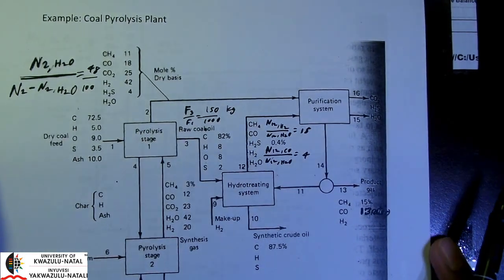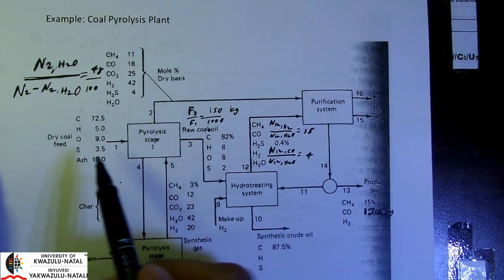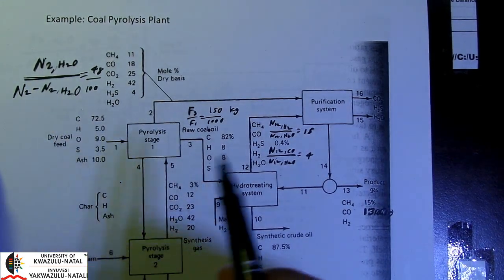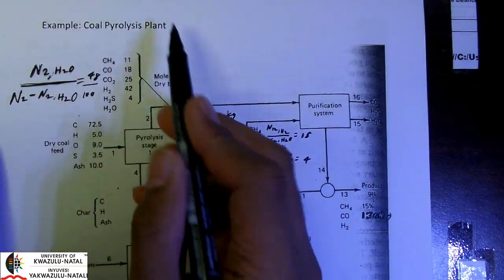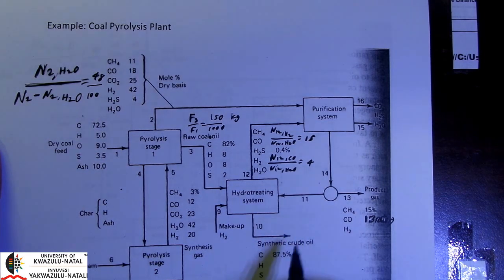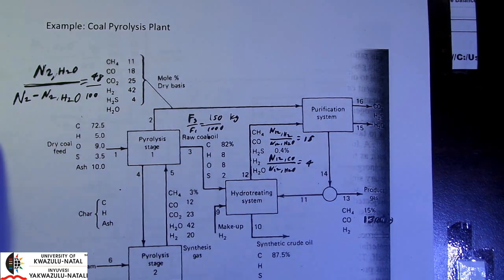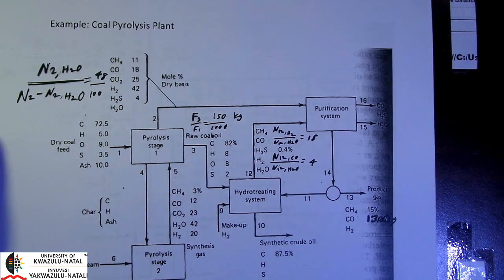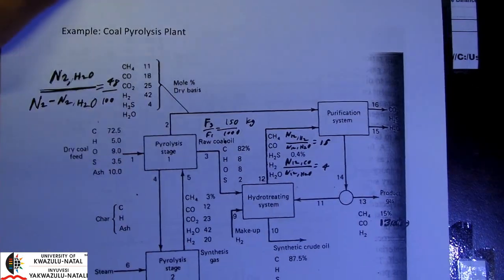Now let's look at a fairly elaborate example. We have our dry pulverized bituminous coal, and we ultimately want to put it through a pyrolysis plant in order to produce synthetic crude oil. And we can ultimately use this synthetic crude oil in order to produce various products such as petroleum and diesel and also paraffin. So let's look at this process.